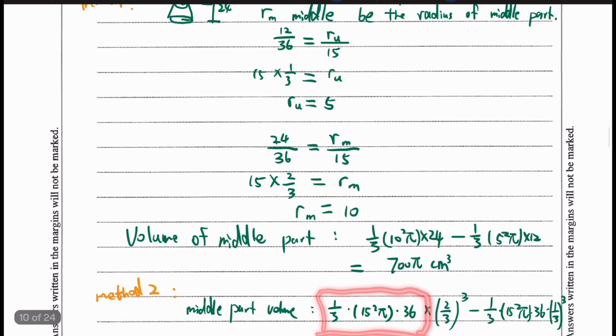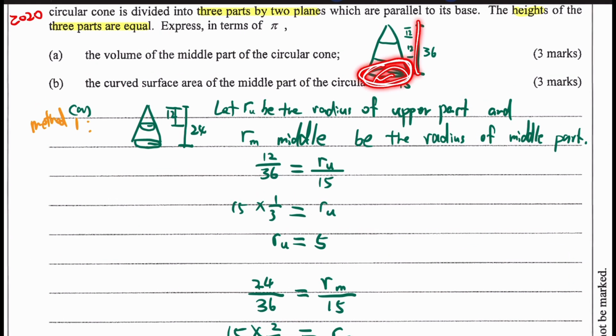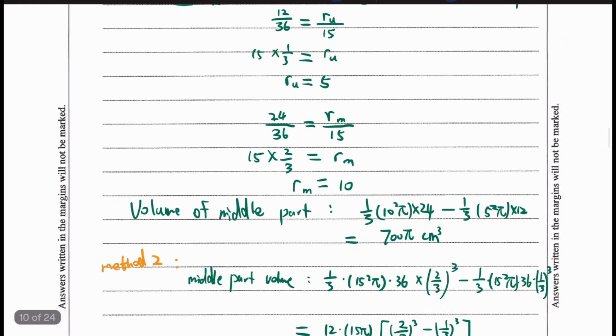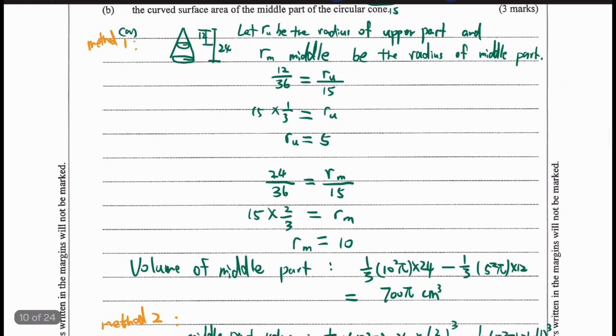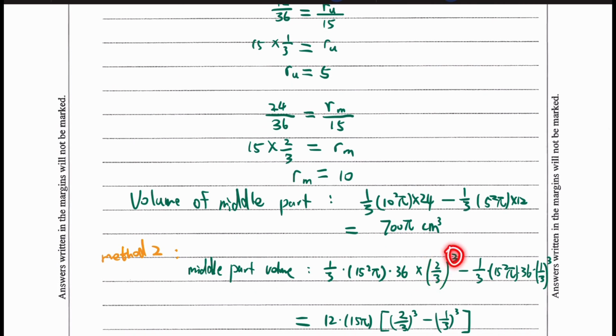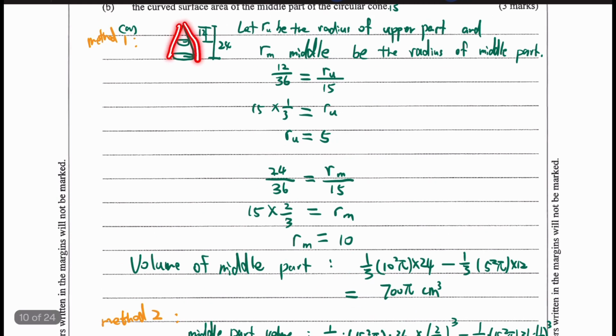Okay, method 2 here, we first calculate the total one, the largest one. 1/3, 15 squared pi, the base area of this one, and then times the height. And then we times the ratio of the middle one. The middle one's length ratio is 2 to 3, right? 2 to 3 as we found here. And then we cube it. This ratio now turns into the volume ratio. So volume ratio times the total one, you can find out the volume of the middle cone, not the middle frustum, okay? It's the middle cone.